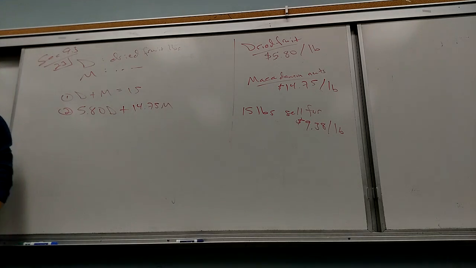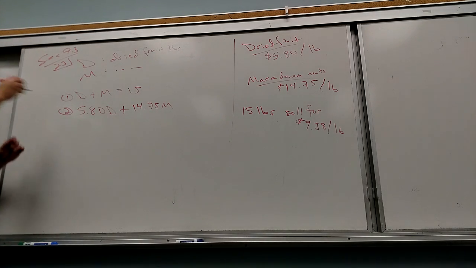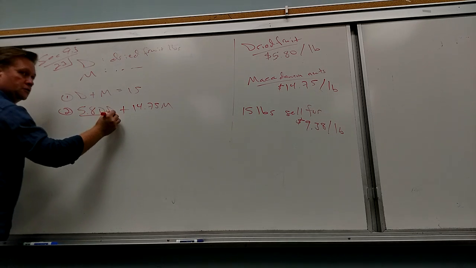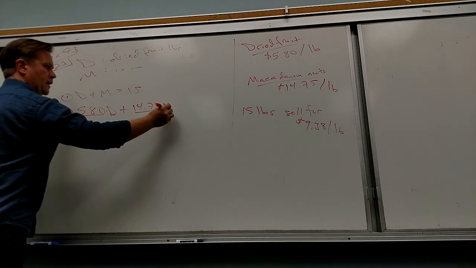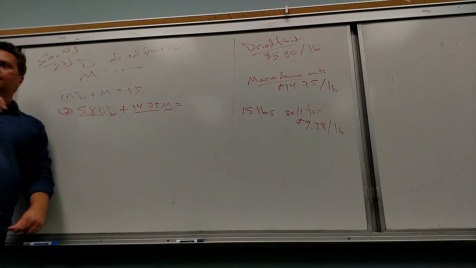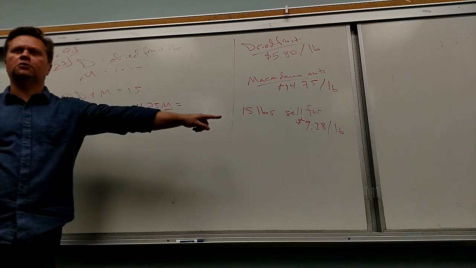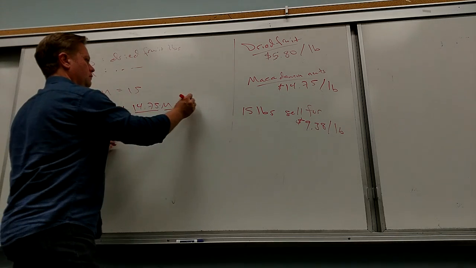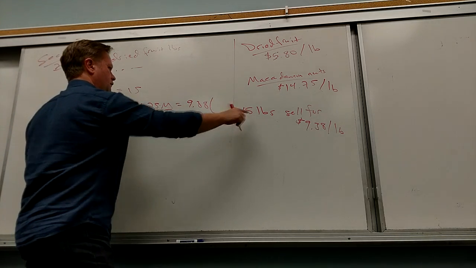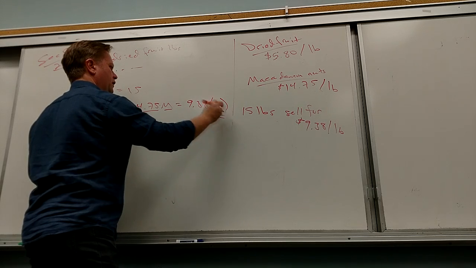Now here's the tricky part. Do you see how this is price per pound times pounds? Price per pound times pounds. So what's the other side got to be? Price per pound times pounds is going to be the total. So what's the price per pound for the total? $9.38 times 15. That's really easy to forget that guy right there.